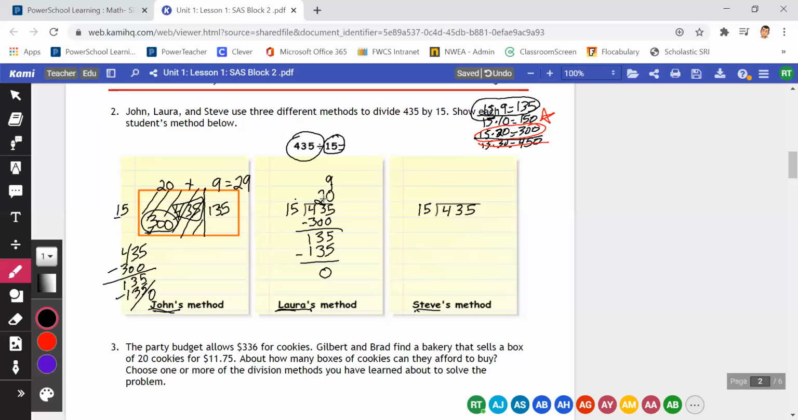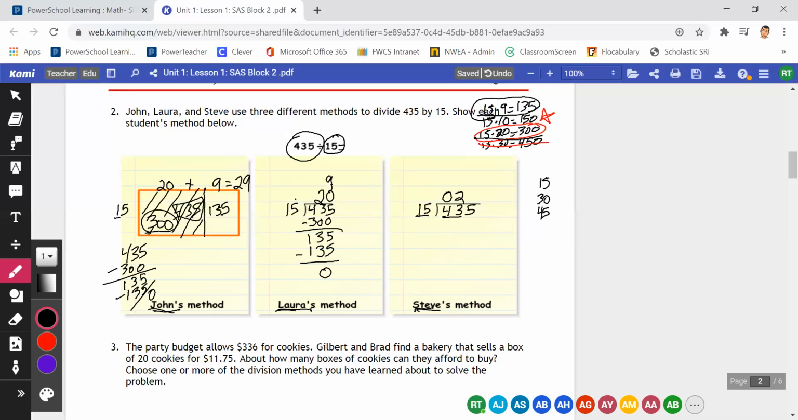Now, Steve's method might have been what you were probably taught in 3rd or 4th grade. It's called the standard algorithm. And so this is where I say, okay, does 15 go into 4? And it doesn't, so I'm going to put a 0 there. Does 15 go into 43? It does. I need to think about and count by 15. So 15, 30, 45, and that's too much. So I know that 15 goes in 2 times to 43.